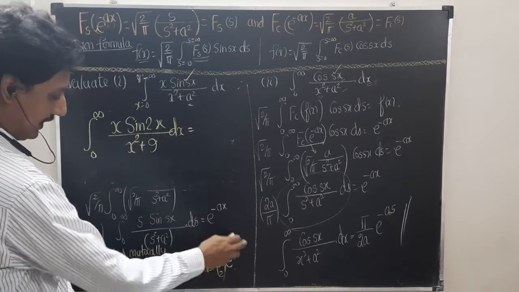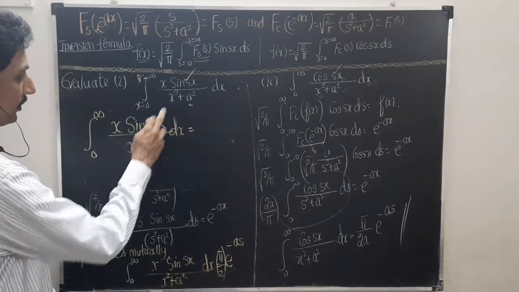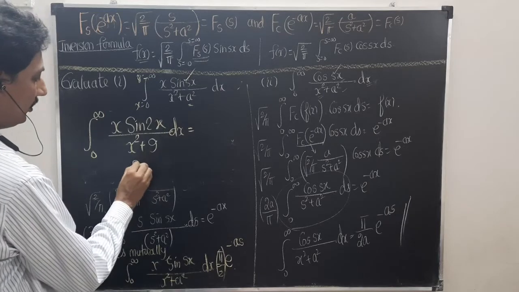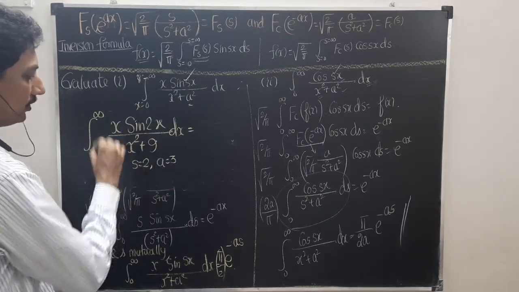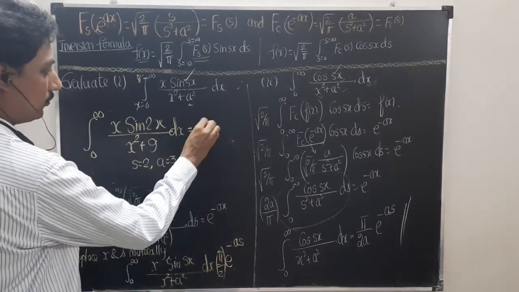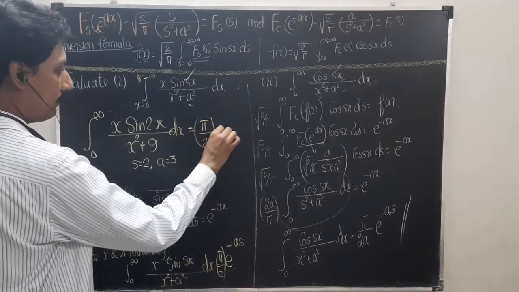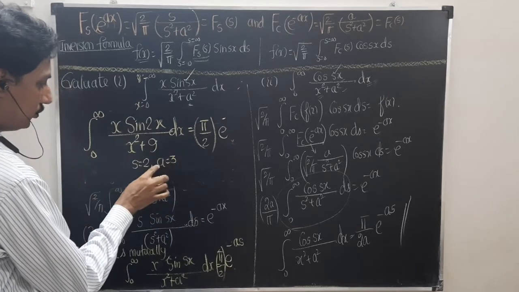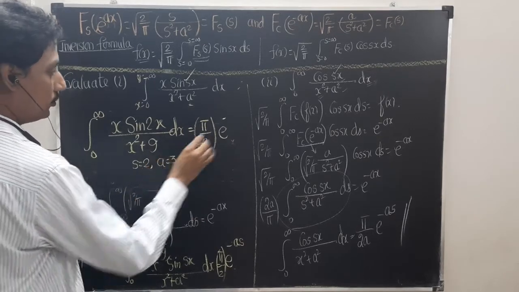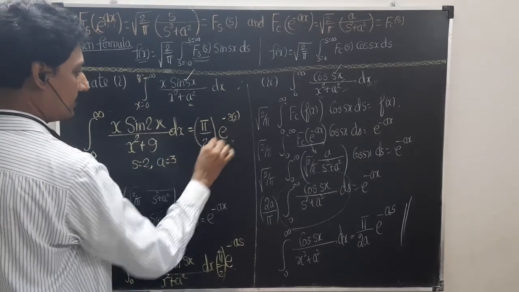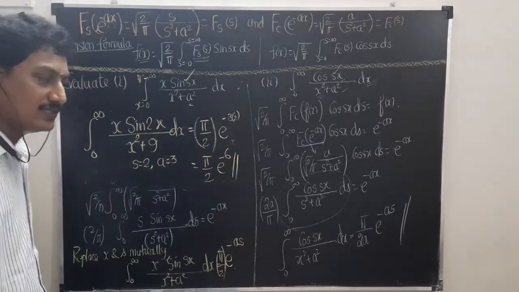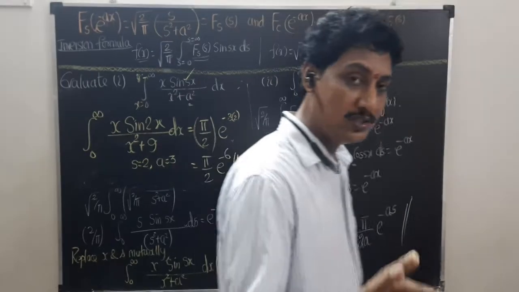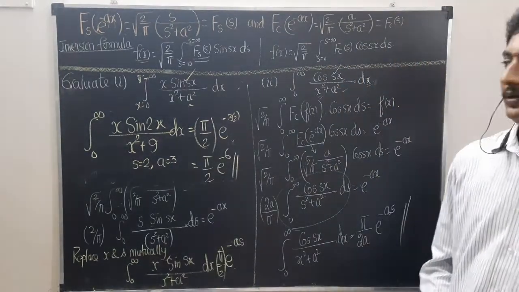When you compare this, the answer is pi by 2 e power minus as. What is the s value here? Here s is equal to 2. What about a squared? A squared equal to 9, so a equal to 3. So this is equal to pi by 2 into e to the power minus a into s, with a equal to 3 and s equal to 2, so 3 into 2. The answer is pi by 2 into e to the power minus 6. We get the answer in just a fraction of a second once we know the result.